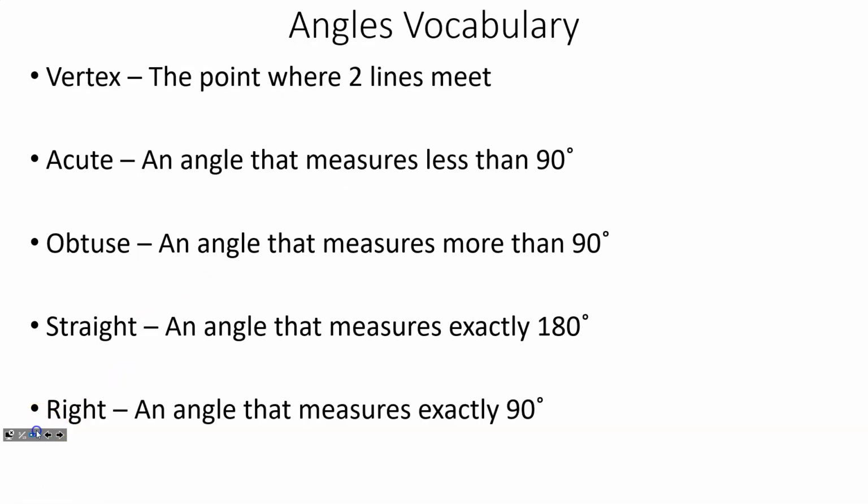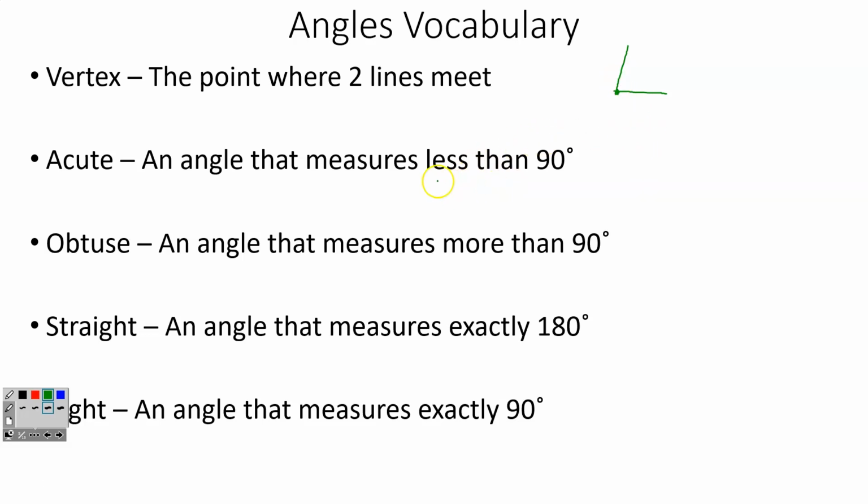So for vocabulary, these should not be new to you. These are things you've probably done before, maybe remember, maybe not. A vertex is the point where 2 lines meet. So when I have an angle that looks like that, the vertex is right there. It's the point where those 2 lines meet.